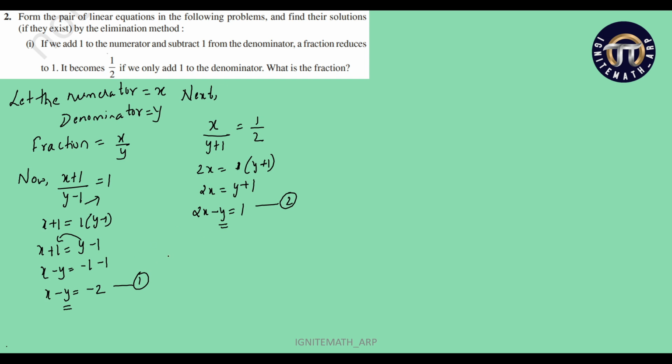So now if you observe here, y is there, whose coefficients are already equal. Since they have the same sign, I will subtract them. So what I do here is equation 1 minus equation 2. So x minus y is equal to minus 2. Then 2x minus y is equal to 1. So minus plus minus. So these two will get cancelled. I'll get minus x is equal to minus 3. Then I'll get x is equal to plus 3.